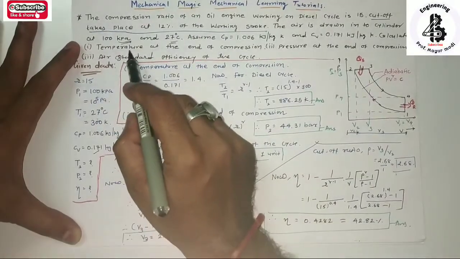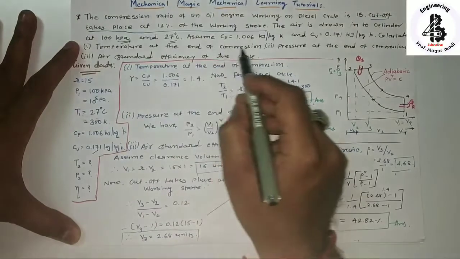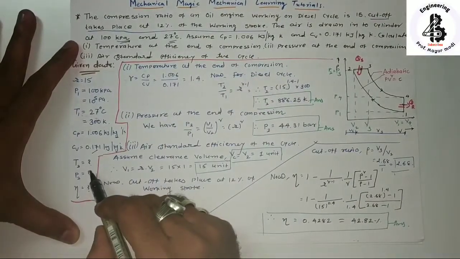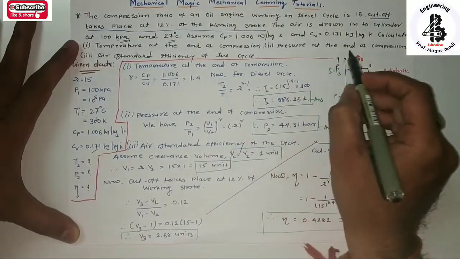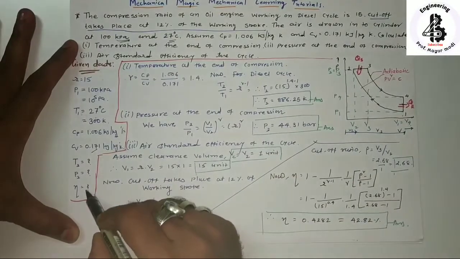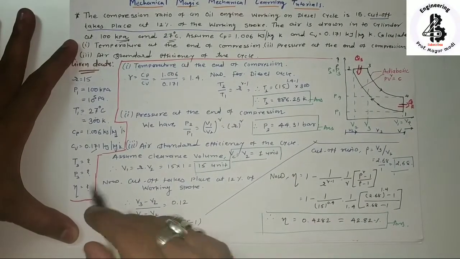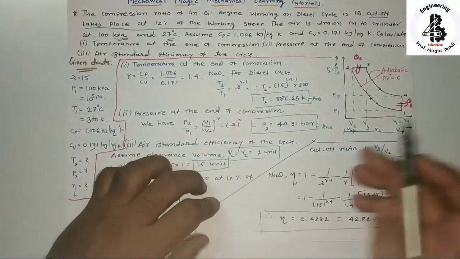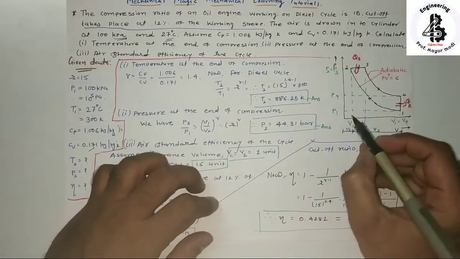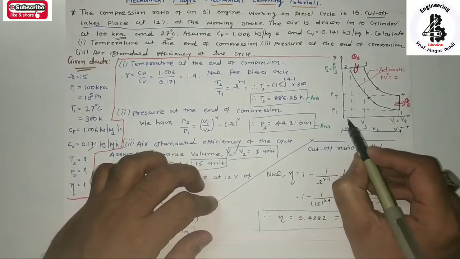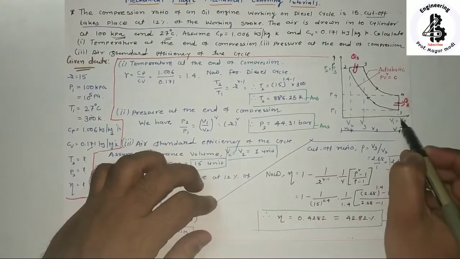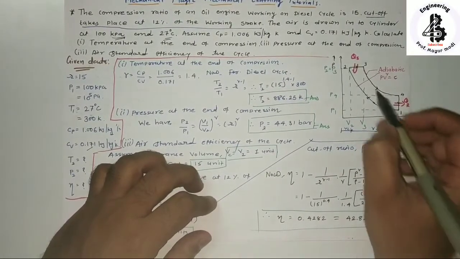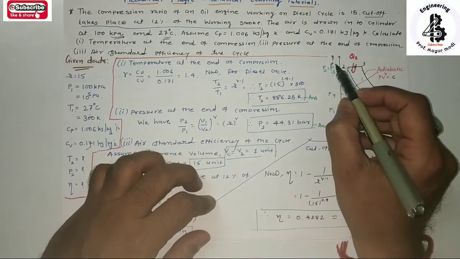we are finding the value of temperature at the end of the compression, that will be T2, the pressure at the end of the compression P2, and the air standard efficiency of the cycle. So let us see the PV diagram of the diesel cycle over here. From the data, the x-axis represents volume and the y-axis represents pressure.